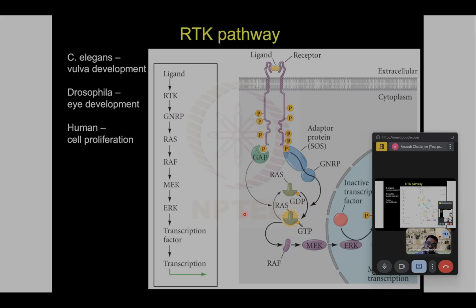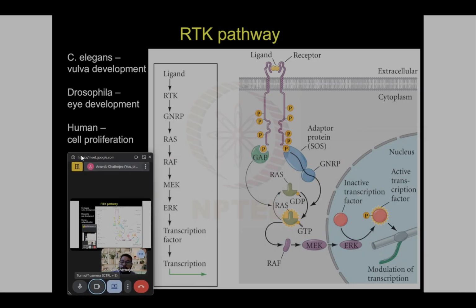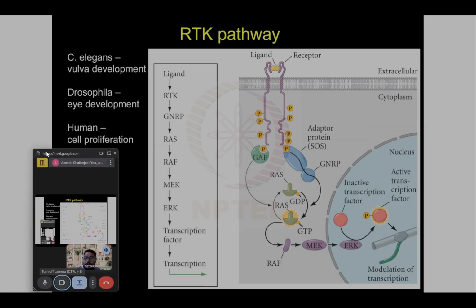Okay, so let us look at it. We have looked at the RTK signaling pathway in the starting, but just refreshing your memory. So how does the RTK signaling pathway work? We have a ligand binding to the RTK receptor, which activates GNRP, activates RAS, RAF, MEK, ERK, transcription factor, and transcription. So in the ERK mediated pathway, this is the path we are talking about.